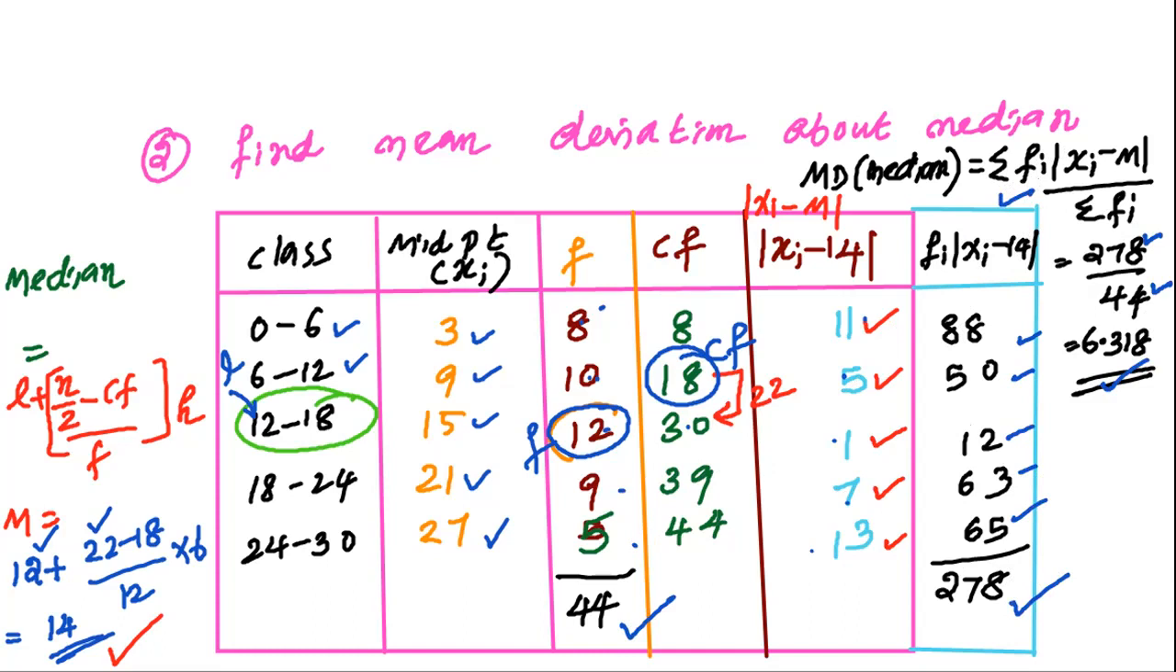Try to get the idea of how to find the median, then how to draw the table of modulus of xi minus m, then how to get the table of fi into modulus of xi minus m, and then try to use the formula. The information is also given here, so try to do it properly.